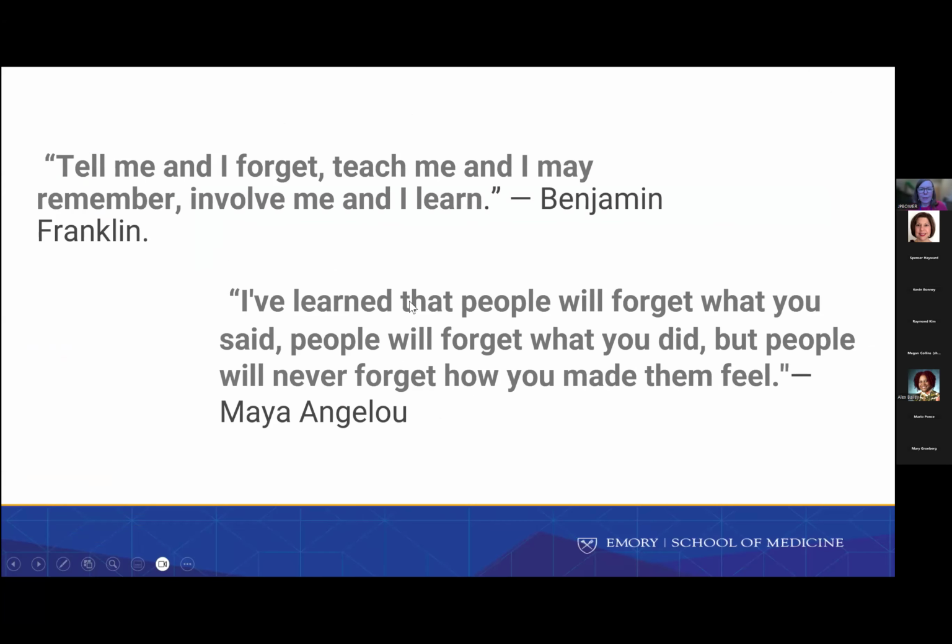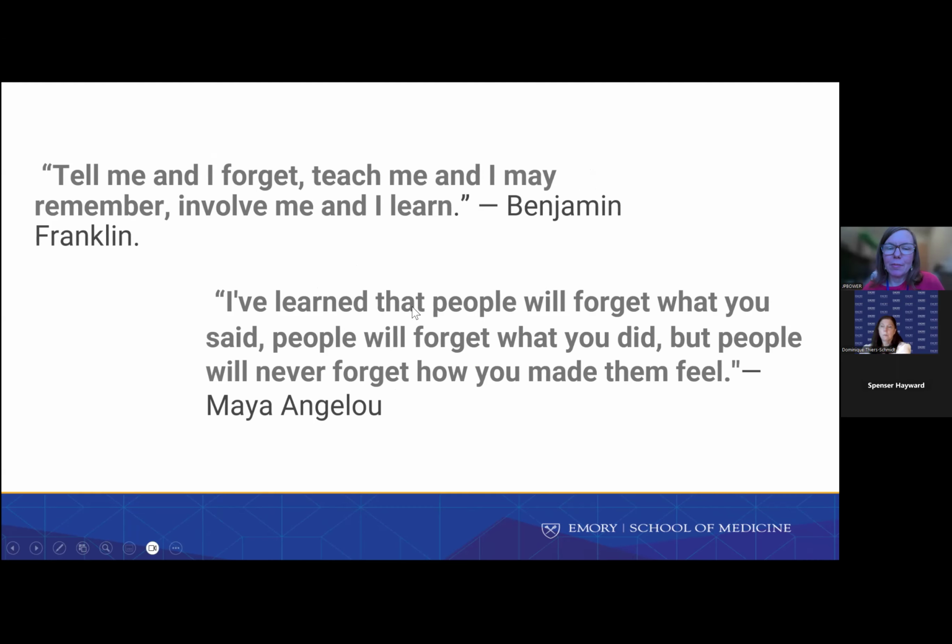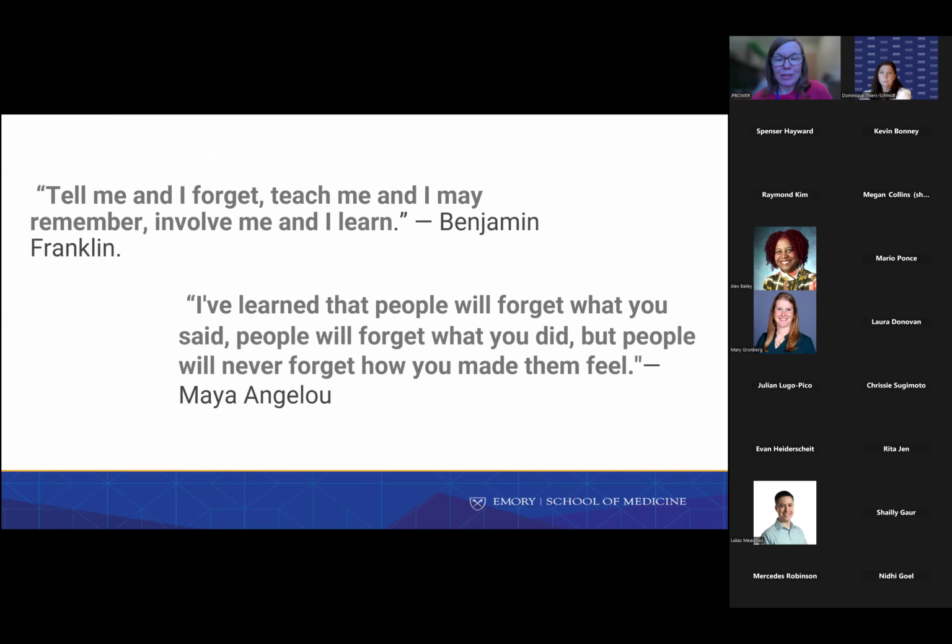Hopefully that one's staying. So a couple of quotes to leave you with. Tell me and I forget, teach me and I remember, involve me and I learn. And I've learned that people will forget what you said, people will forget what you did, but they'll never forget how you made them feel. So I think that is fitting for the role of a teacher, especially in the GME resident and fellow space.